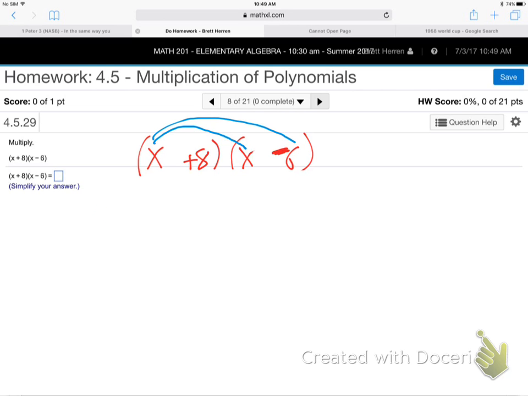So x times x is x squared. X times minus 6 is minus 6x, and he's done. So far, so good. So that x went to both first. All right, now that he's done, now the plus 8 is going to go to both.